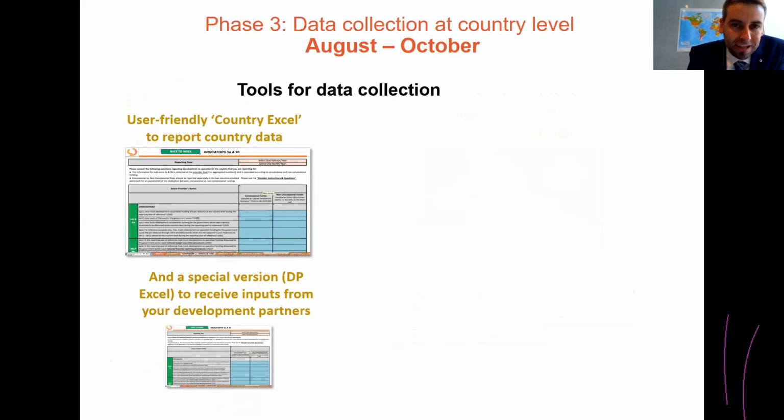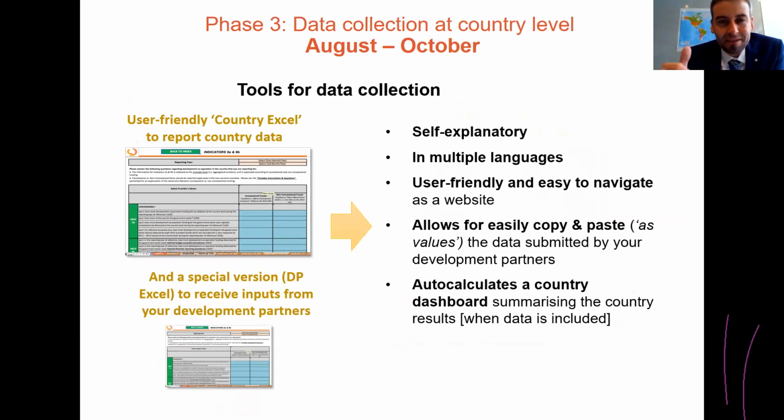In addition to those things, as I was mentioning, there are two tools for data collection. One is for you, which is the country Excel, and it's comprehensive. It serves to report your country data in total, including that coming from other development actors like development partners. This tool is self-explanatory. It will be available in multiple languages. It's user-friendly, easy to navigate, and contains help information throughout, such as definitions: when you see a difficult concept, there is a definition when you scroll your mouse over it.